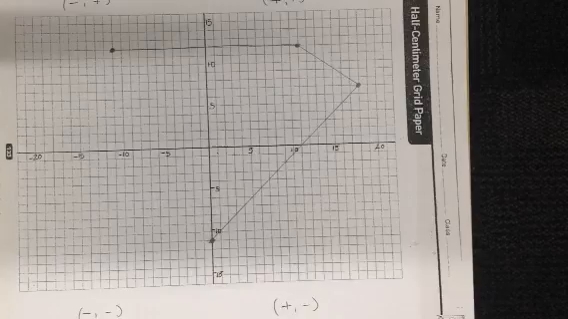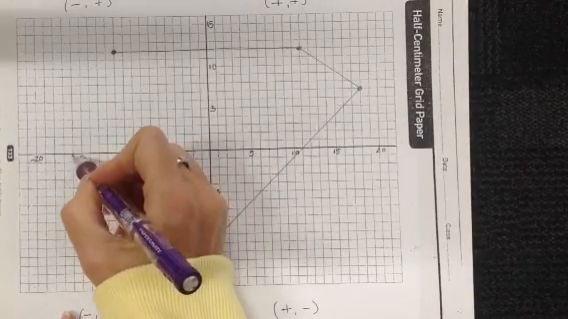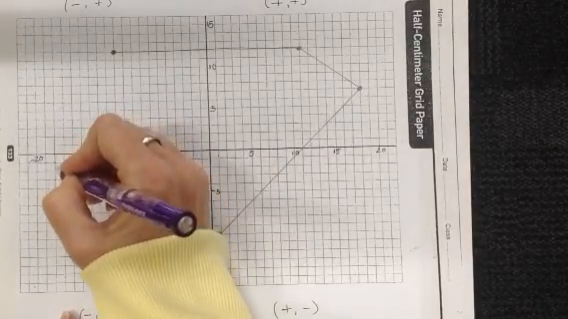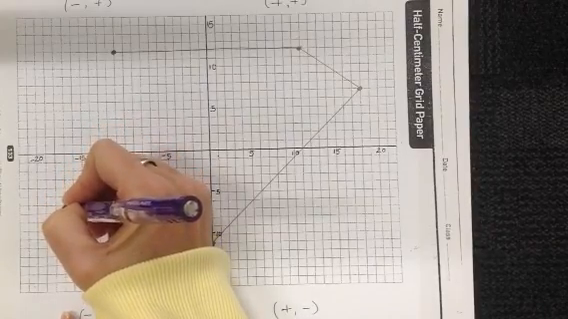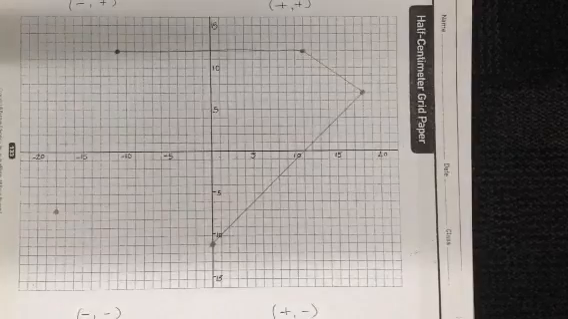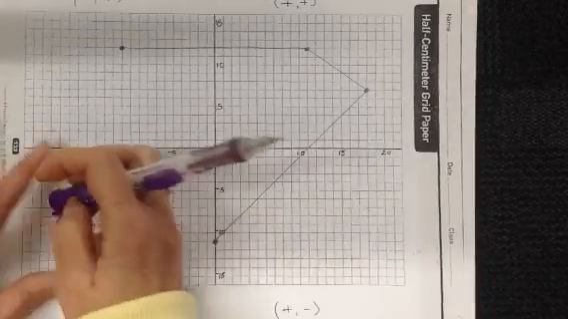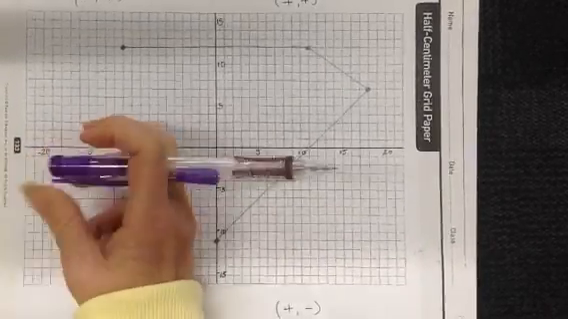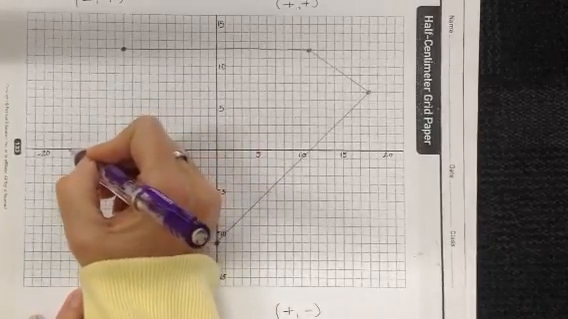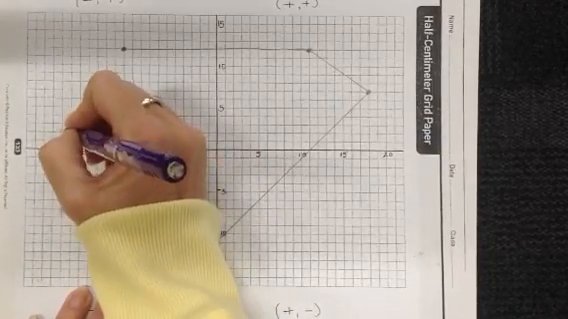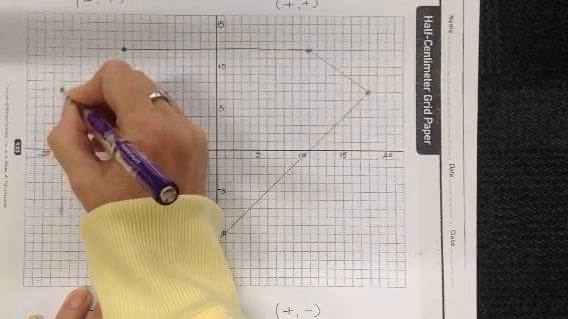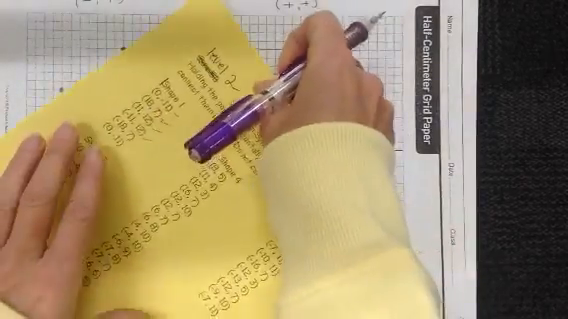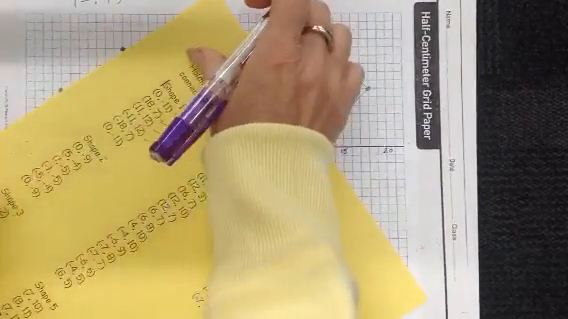My next point is negative 18, 7. So 16, 17, 18, 1, 2, 3, 4, 5, 6, 7. I'm going to come there. Oh, I did it the wrong way. Look at that. Made a mistake. It's a positive 7. So 18, 1, 2, 3, 4, 5, 6, 7. So I'm going to come here and connect my dots.